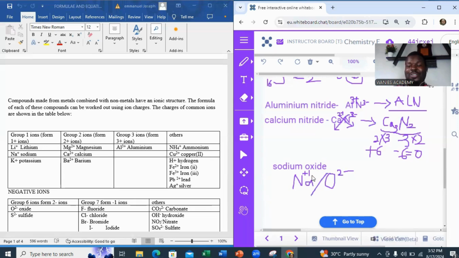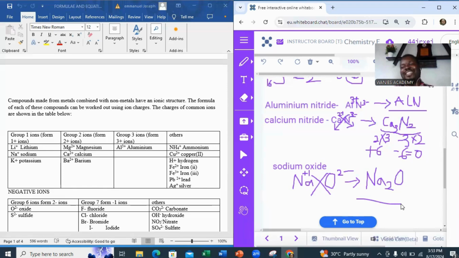So we have to crisscross. The 2 for oxygen goes to sodium, so sodium becomes Na2, and then the 1 for sodium goes to oxygen, and oxygen stands alone. So this is the formula for sodium oxide, Na2O. That's good.